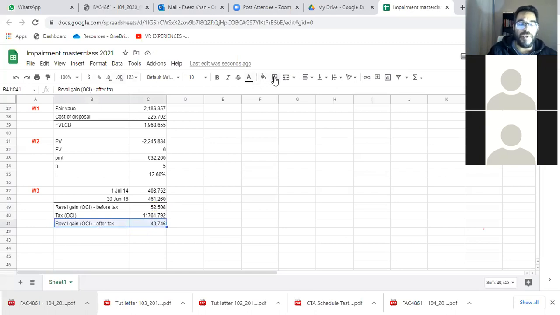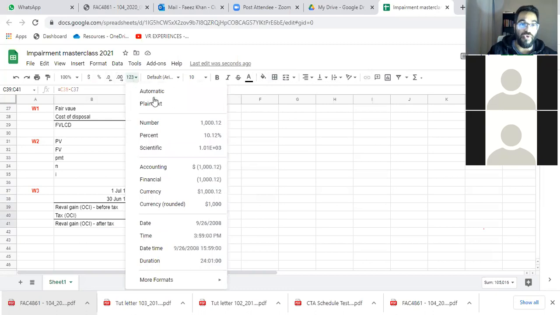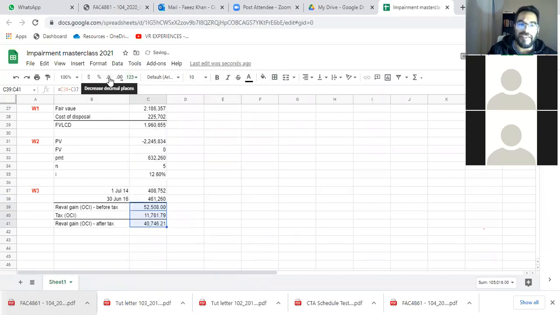Just be aware, you want to always keep your mind straight what number you're busy with, an after tax number or before tax. When it comes to revaluation, anything regarding OCI, try to make sure you know both. Doesn't mean you're going to need both, but you want to know both.